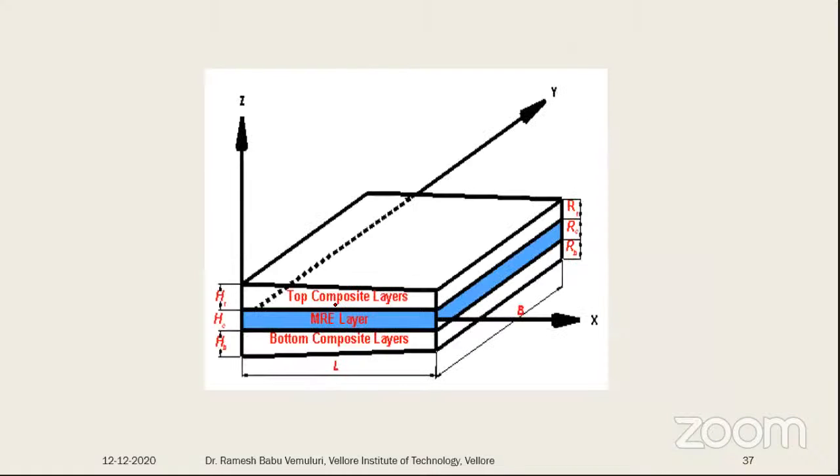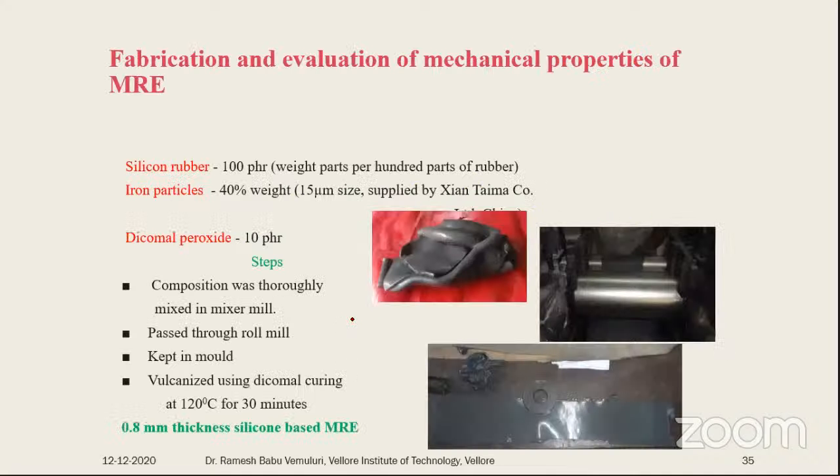So these are the top composite layers, and in the middle is the core layer, the magnetorheological elastomer. Here the magnetorheological elastomer has been made with silicone rubber. It uses 100 phr silicone rubber, that is, weight parts per hundred, and 40% iron particles. Each iron particle is 15 micron in size, supplied by the Xi'an Taimu company, China, and dicumyl peroxide at 10 phr, which acts as a hardener for the silicone rubber.